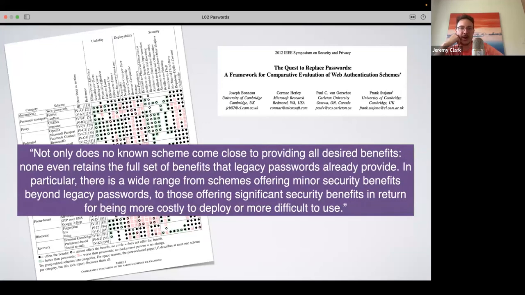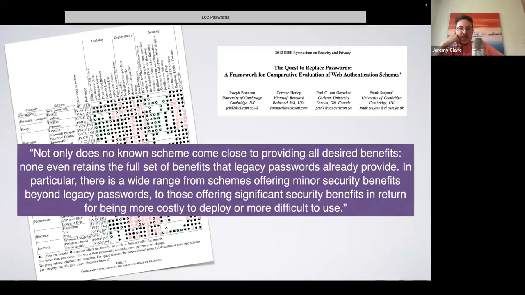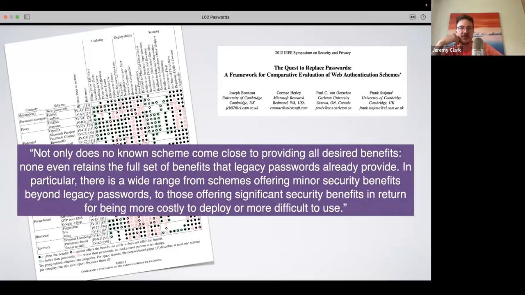In particular, there is a wide range of schemes offering minor security benefits. So some of the schemes offer minor security benefits beyond legacy passwords, and then there's ones that offer significant security benefits, but then they become more costly to deploy or more difficult to use, okay? So some things are just minor tweaks, some of them are major departures, but then the properties really change. And the overall conclusion of the paper was there is no perfect solution.